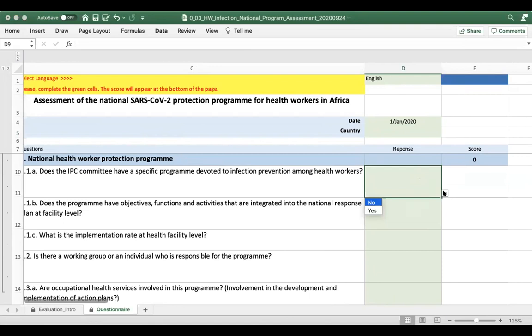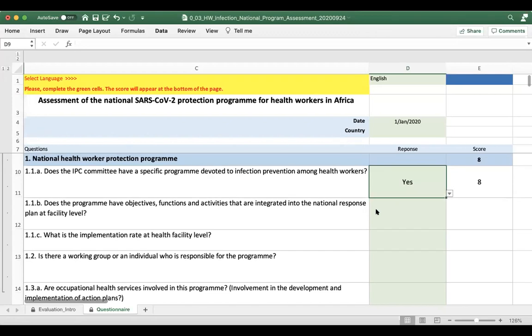If you respond no, you can see to the right, a score is automatically generated for you. And if you respond yes, a score of 8 pops up. Each question in this tool has a corresponding response and score that will be illuminated based on the response option selected. If you would, Nancy, just please go through and randomly populate the responses for this first domain.